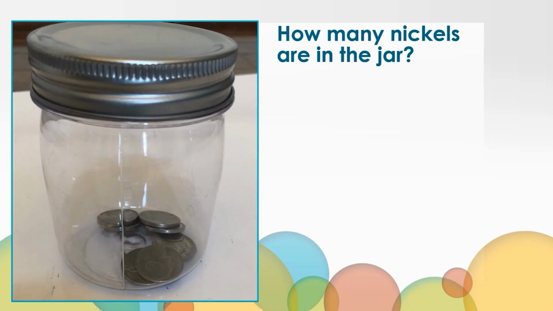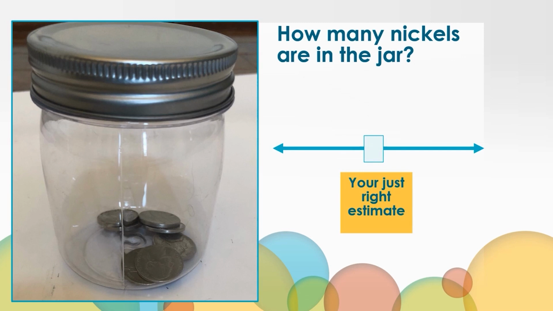How many nickels are in the jar? When we think about estimates, sometimes it helps us to think about what is a just right number. Sometimes we can think about what number is too low. 2 nickels would be too low. Sometimes we also think about too high. 10 nickels would be too high. Make sure you write down how many nickels you think are in the jar.